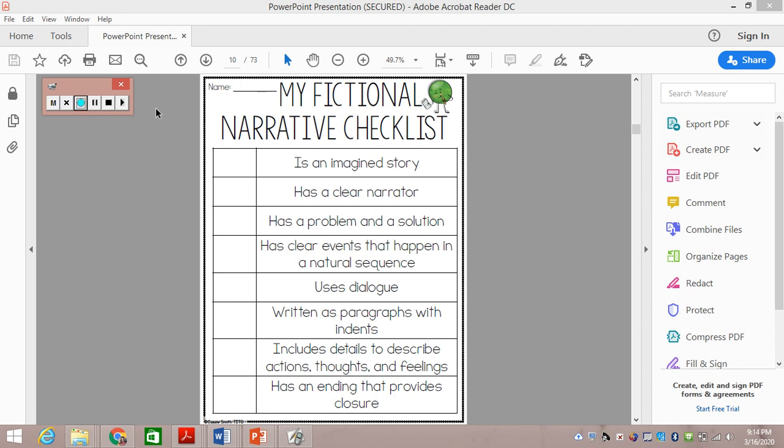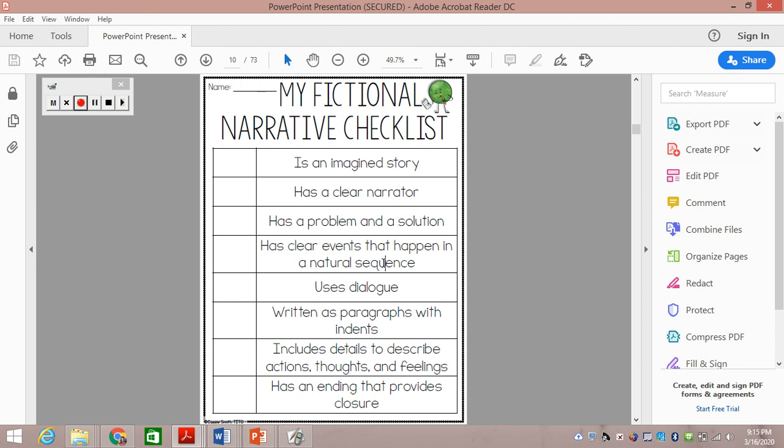So just to remind you from your other grades you've done before, and from the very beginning of the year, a fictional narrative is going to be a story that is fictional. So it's an imagined story. It has a clear narrator, so it's usually going to either be a third-person narrator, that's somebody that's outside of the story, or it's going to be a first-person narrator, which is a character inside the story. It's totally up to you. It's going to have a problem and a solution. It has clear events that happen in a natural sequence, so it's not going to be bouncing all around.